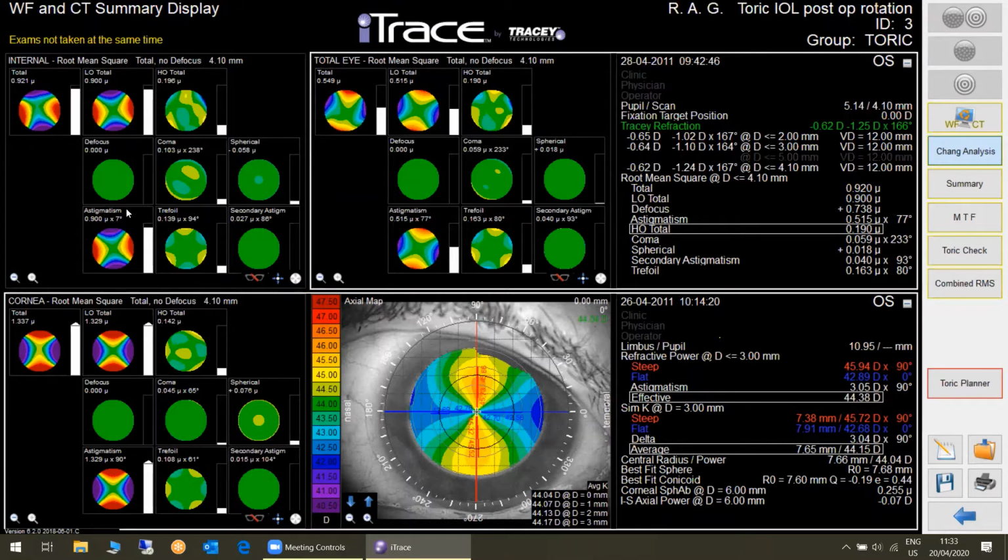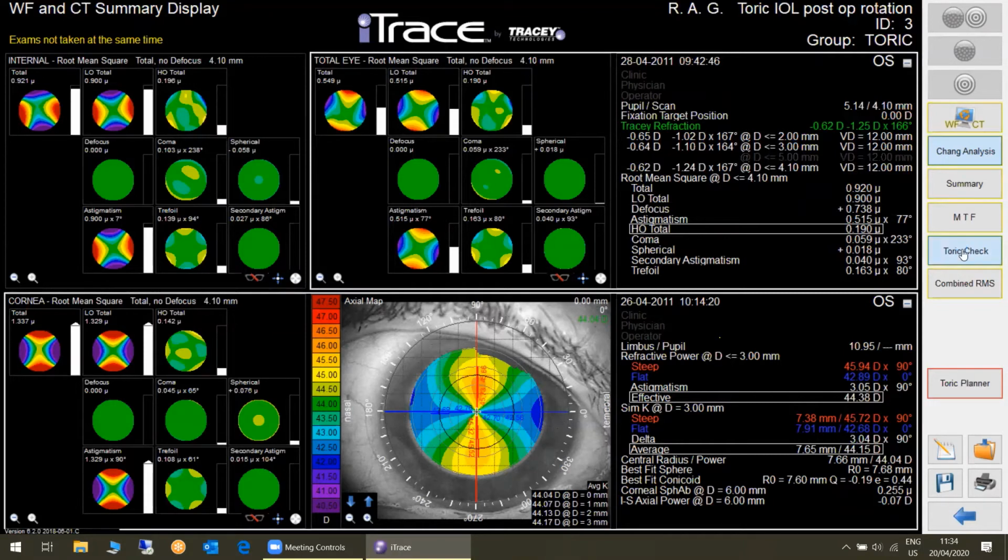What to do? We now know that lens is 7 degrees off. Should I rotate? Yes or no? Well, I cannot do vector analysis in my hand. That's why I have a button here called Toric check. And this will be the second button that you will like the most in the iTrace. The first one is how to make money with the toric. The second one is a toric check.